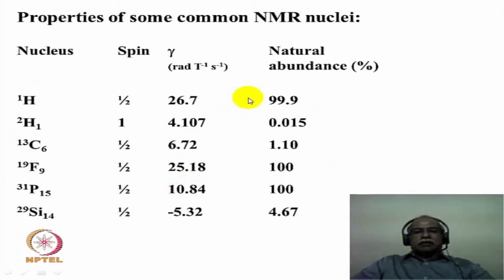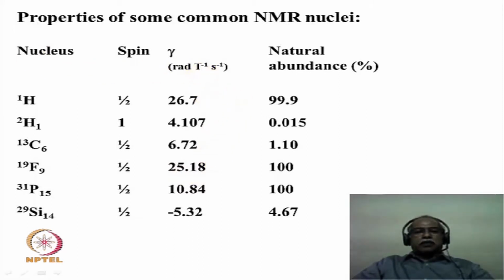Here we list some interesting properties of common NMR nuclei, for example, proton, deuterium, carbon 13, fluorine 19, phosphorus 31, and silicon 29. These are the most widely used nuclei as far as NMR experiments are concerned. Most of them are spin half nuclei, with the exception of deuterium, which has a spin of 1. The gamma, which is the gyromagnetic ratio, is mentioned here, and it is a measure of the sensitivity of the nucleus as far as the NMR experiment is concerned. The higher the value of the gyromagnetic ratio, the more sensitive the nucleus would be.